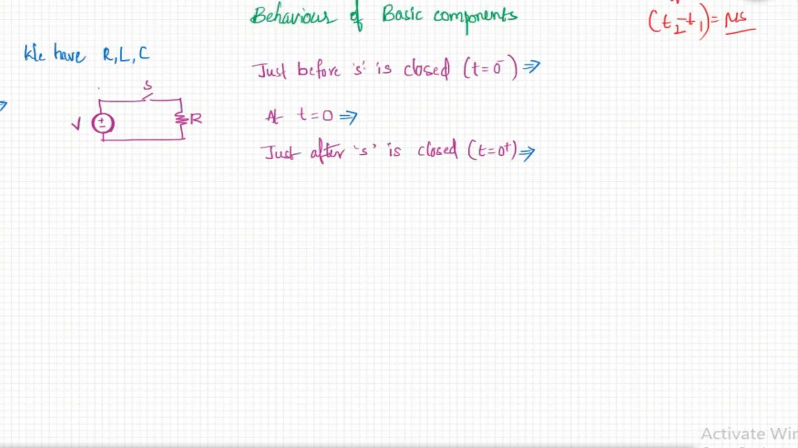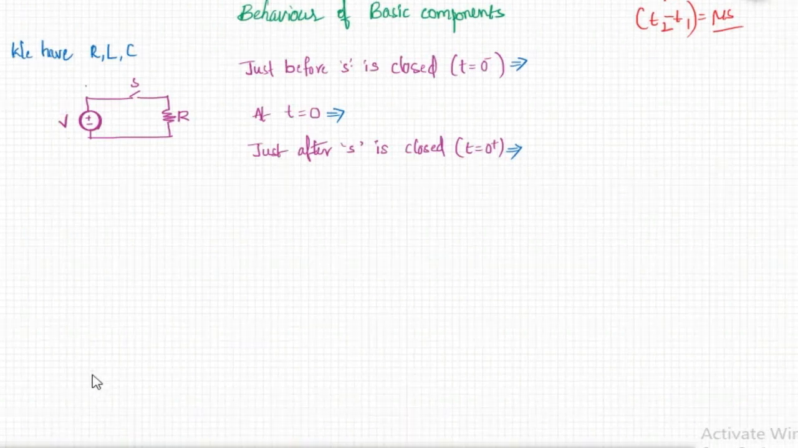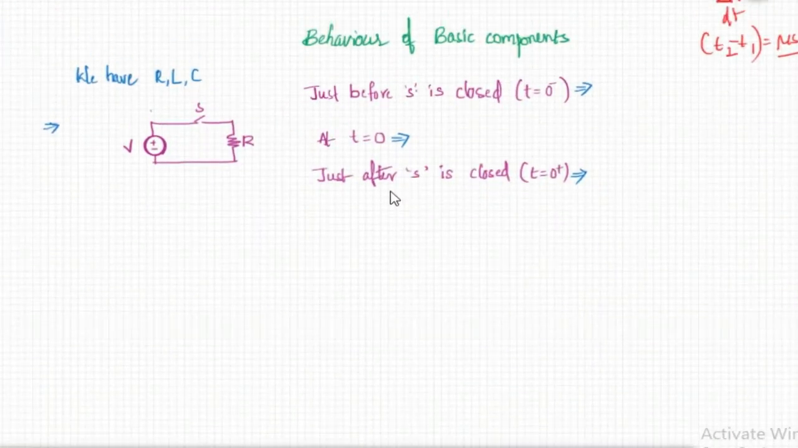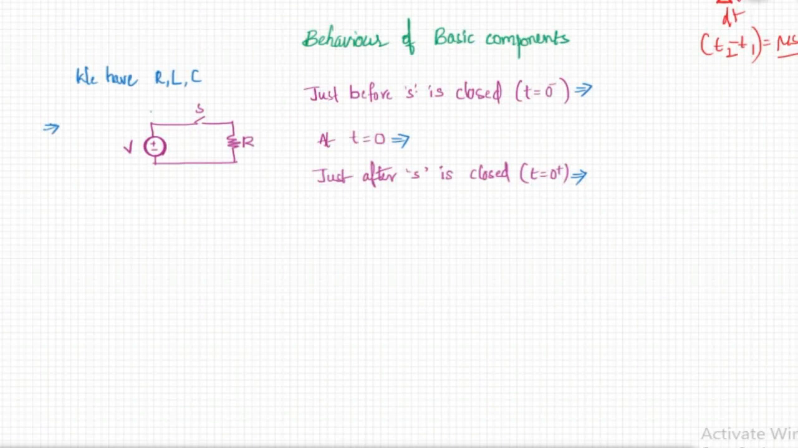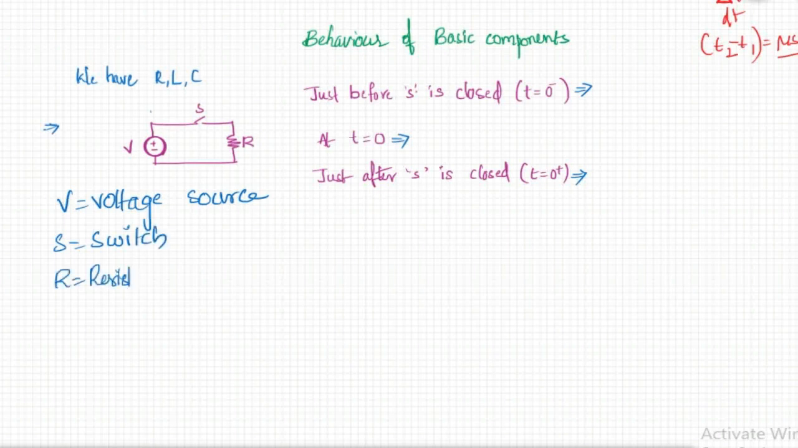So here we have a voltage source, a resistor and a switch S. Here S is the switch, V is the voltage source, and R is the resistor. Okay, now let us see what is happening here.